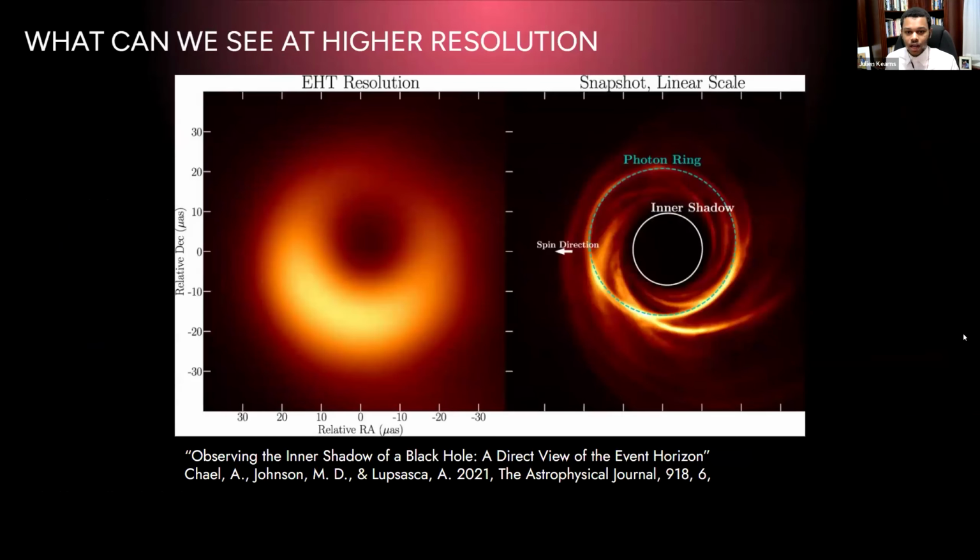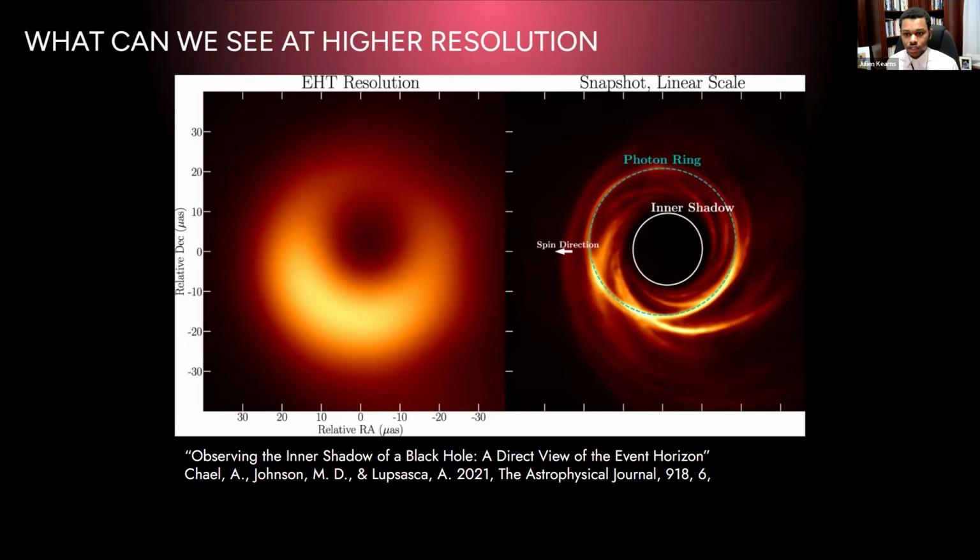So what can we see at higher resolution? Well, the two key image features that I want to focus on are the inner shadow and the photon ring. As some background information, the inner shadow actually refers to everything interior to the lensed image of the horizon, the event horizon of the black hole. So it's actually a region interior, whereas the photon ring is a ring of light seen at a very specific radius. And I'll go into a little bit about how that comes about.